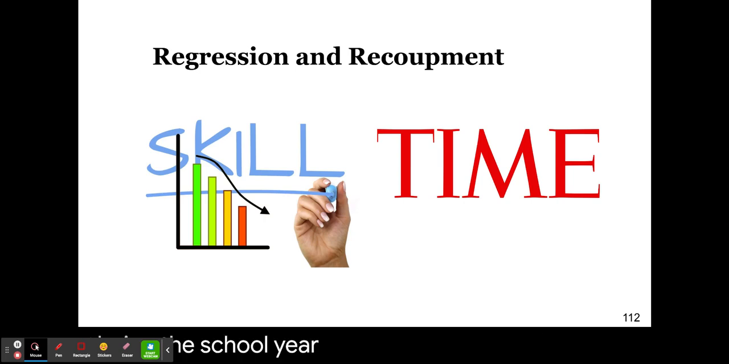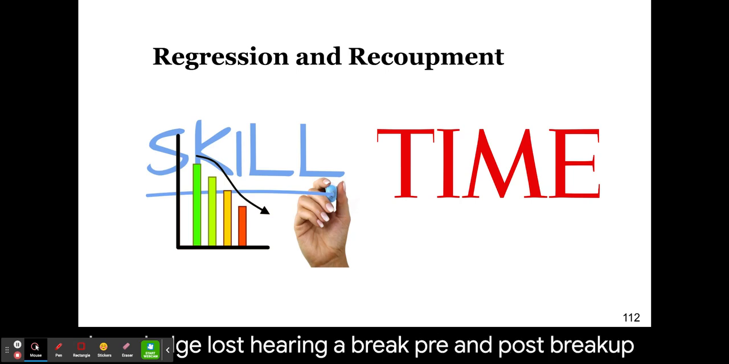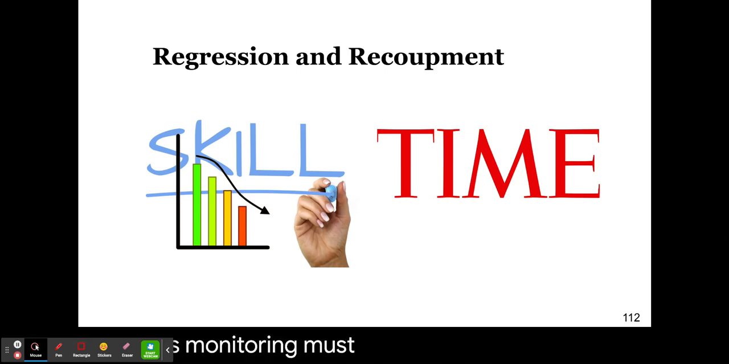And then finally, recoupment. Recoupment is the amount of time it takes for a student to recover skills and knowledge lost during a break. Pre- and post-break progress monitoring must include enough data points to obtain the rate of recoupment. The data is analyzed to determine whether this regression and recoupment significantly jeopardize the educational benefit accrued to the student during the regular school year.